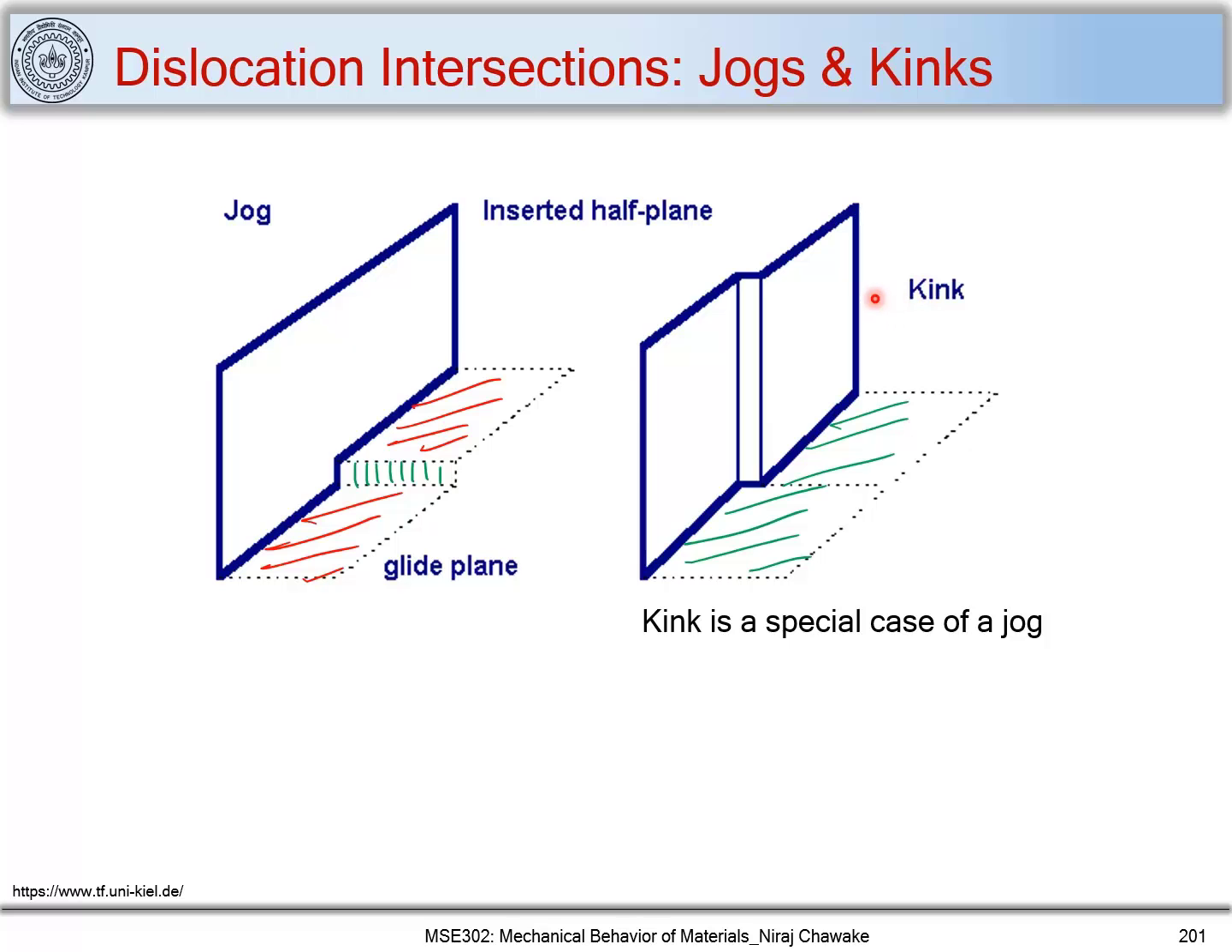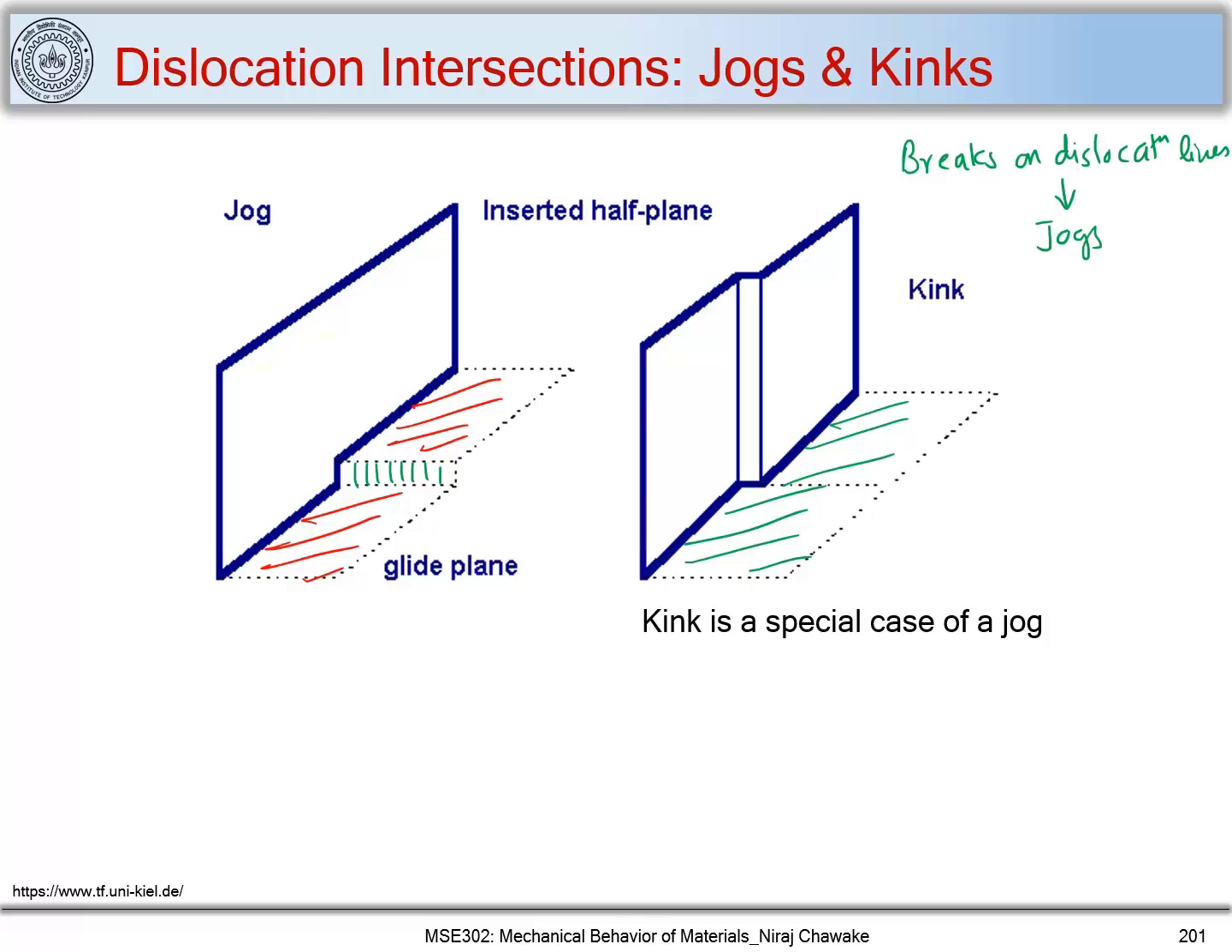Now, if you take any standard textbook and look up jogs and kinks, the breaks on the dislocation lines in most textbooks are referred to as jogs. Let us write that down. So breaks on dislocation lines are called jogs. And a kink is a special case of a jog. What do I mean by that? All the breaks on the dislocation line are called jogs, and when these jogs remain on the same slip plane or glide plane, these are called kinks.